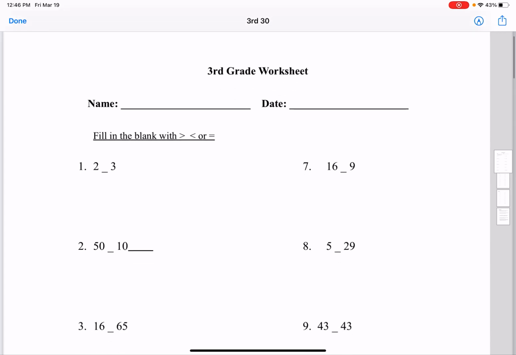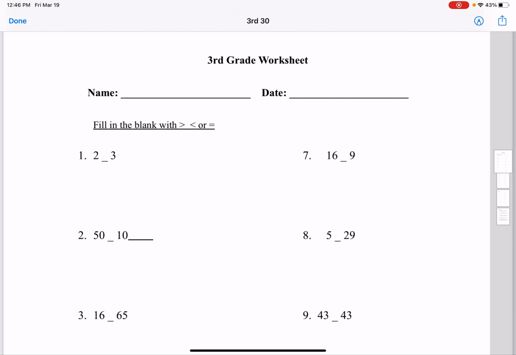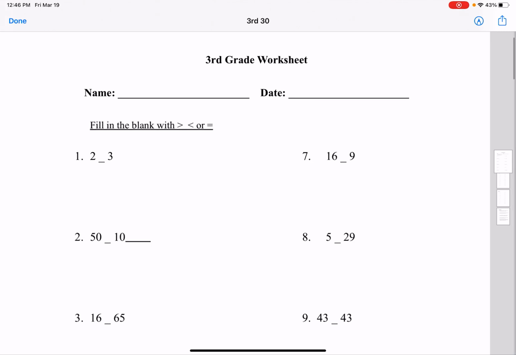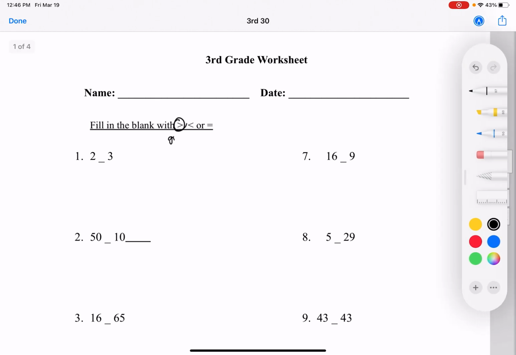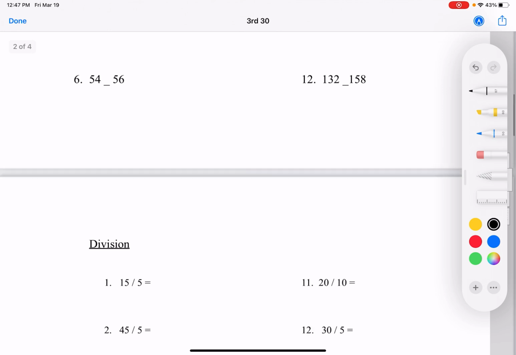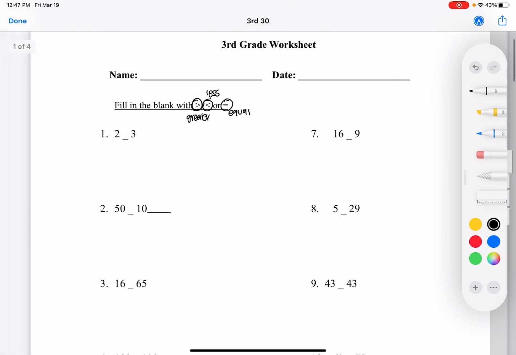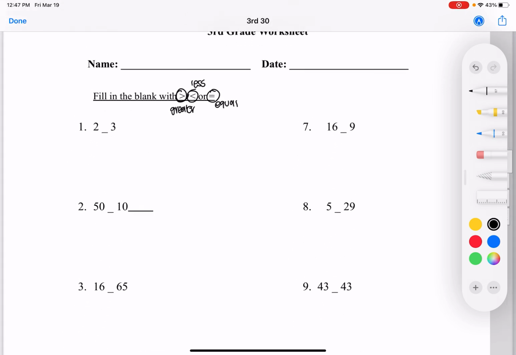So the first worksheet is about determining whether the numbers are greater than, less than, or equal to. If you didn't know, or to remind you, this sign over here is greater than. This sign over here is less than, and this one is equal to. Just to make sure that you don't get confused between greater than and less than, those are there for reference.